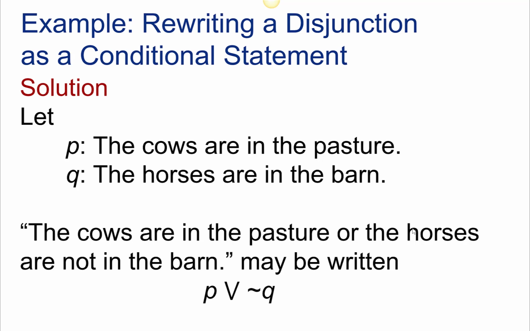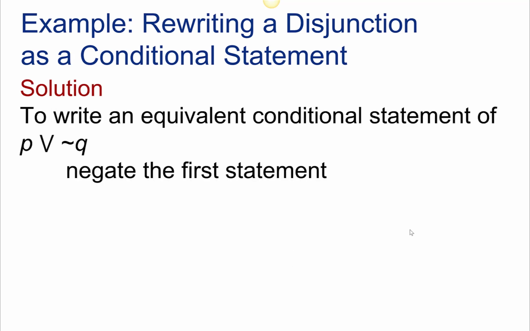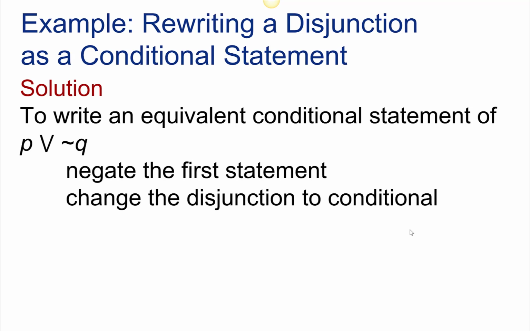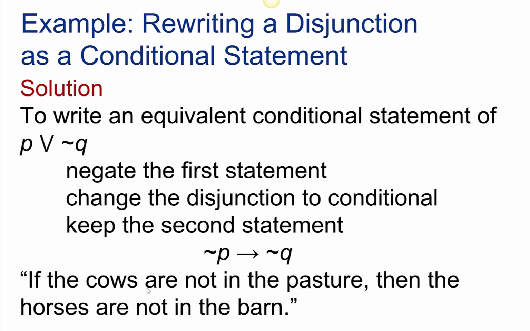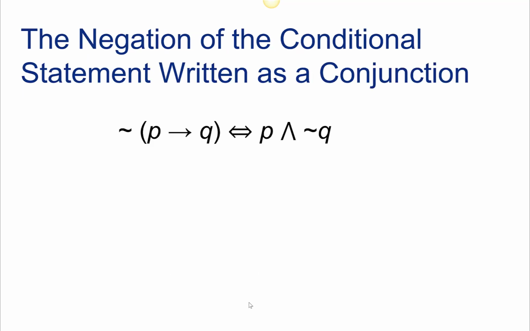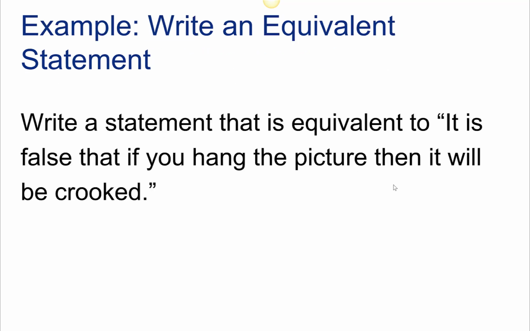Now we just had a way to write a conditional as a disjunction. We can go the other way: negate the first one, change the disjunction to a conditional, keep the second. So we can rewrite this as, if the cows are not in the pasture, then the horses are not in the barn. So the negation of a conditional written as a conjunction, here it is here: the negation of if P then Q is logically equivalent to P and not Q.